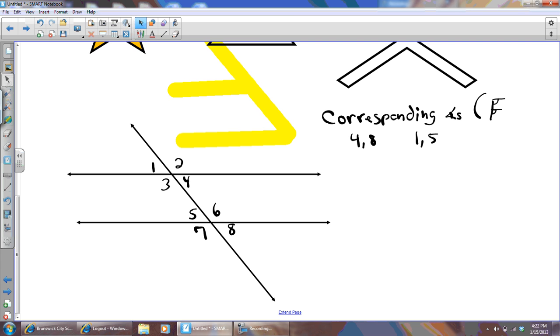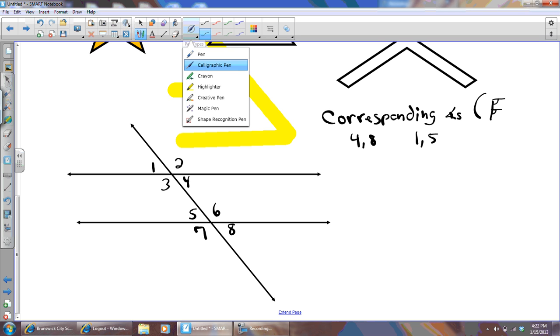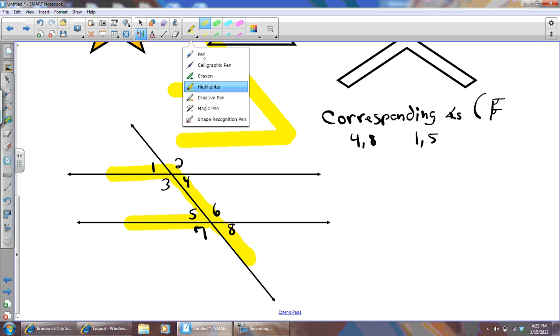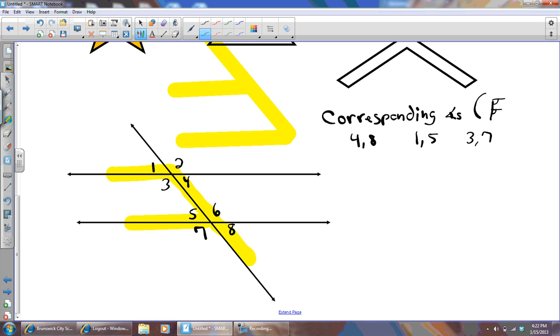Also, there would be an F here, like this, right? 3 and 7 are corresponding. Okay, and there's actually one other pair in this problem, and that would be 2 and 6.